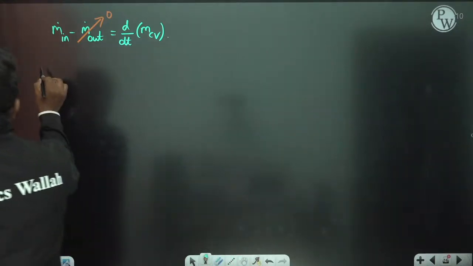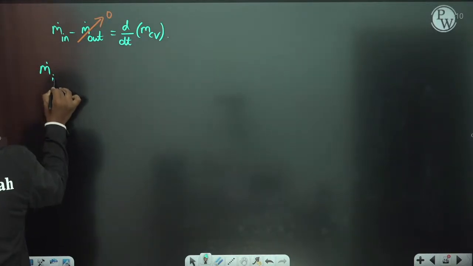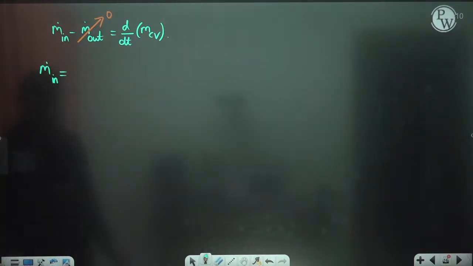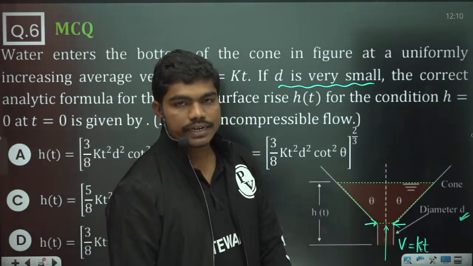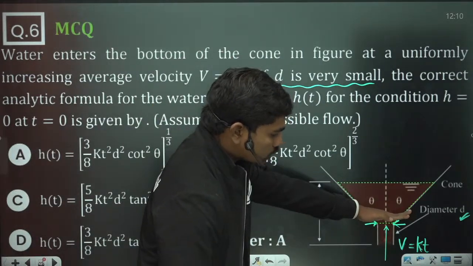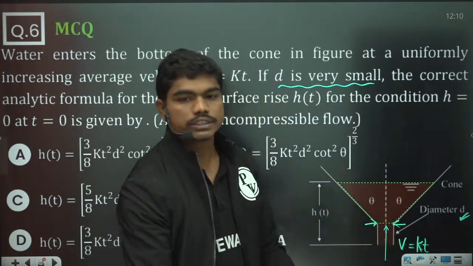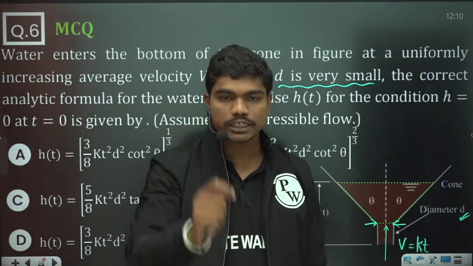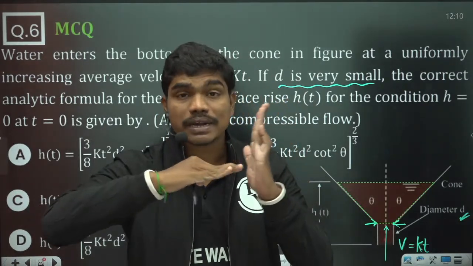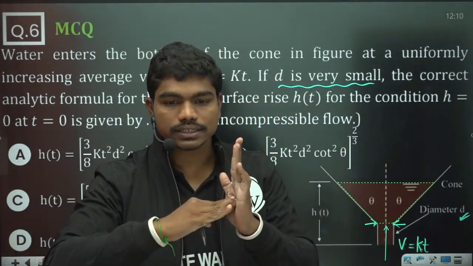So m dot in is equal to the mass flow rate that is flowing in. So what is the mass flow rate that is entering at this section? Density into area of cross section at this location into velocity. Look, whenever you are writing discharge, A into V, you should make sure A and V are perpendicular to each other, because this comes from the dot product.